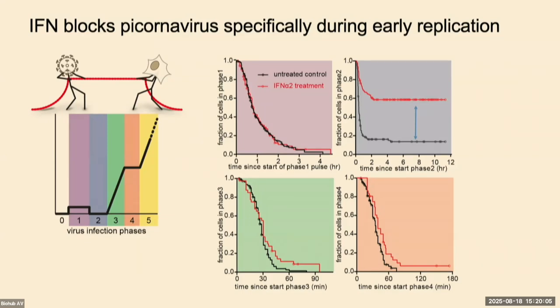Interestingly, the cells that do manage to complete phase 2 are seemingly uninfected in the remaining phases of the infection, suggesting that phase 2 is not only a bottleneck for the virus, it's also a one-time opportunity for our immune system to block the virus, or at least early in its infection stages.